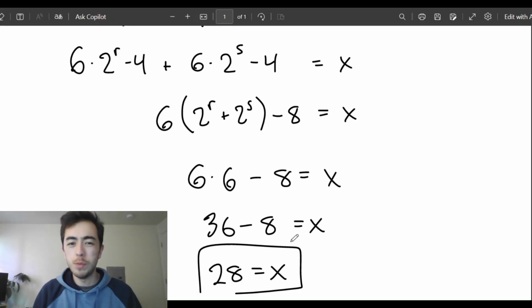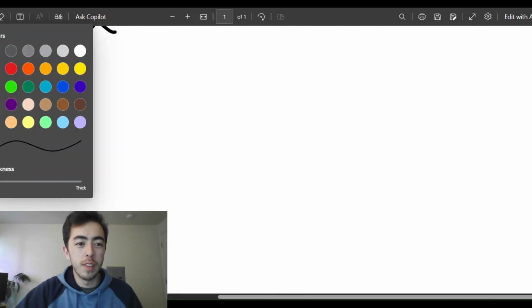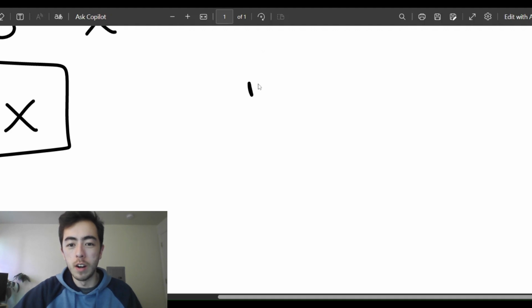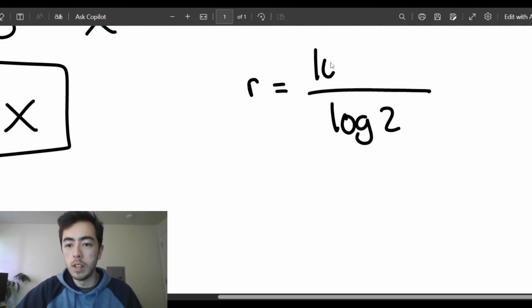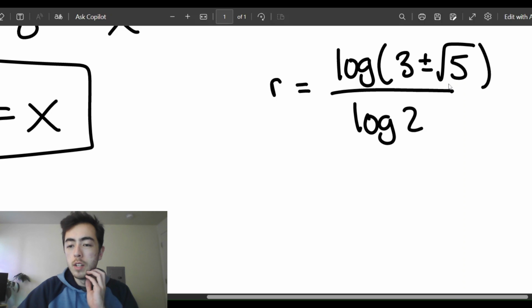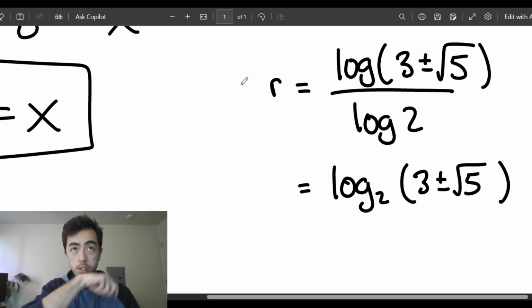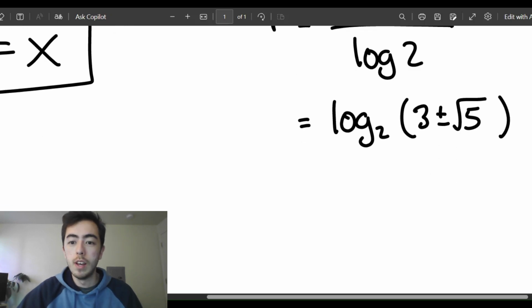Actually, lastly, I just want to show why those values work. So let me work over here in the corner. The exact answers we had, I'll just say R is equal to, and then it was, let's see, what Wolfram Alpha said was log 2 on the bottom, and then log 3 plus or minus root 5 on the top. And what I can do here is use the change of base rule and rewrite this value as log base 2 of 3 plus or minus root 5.